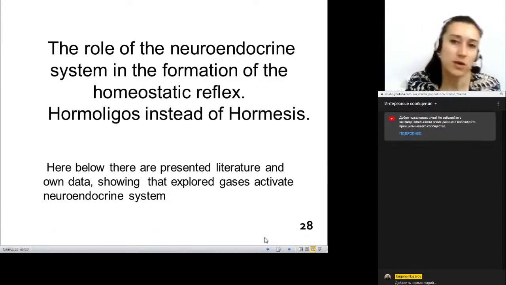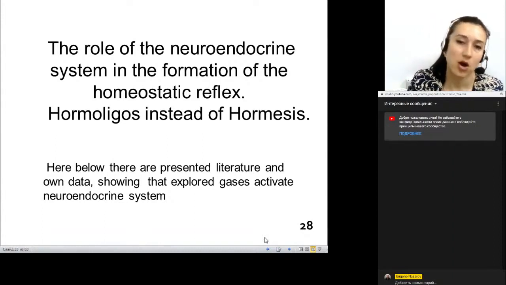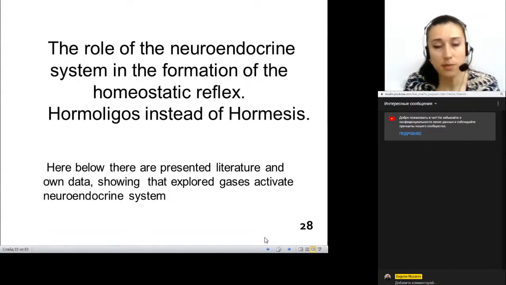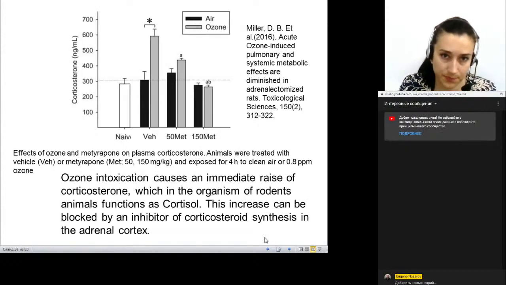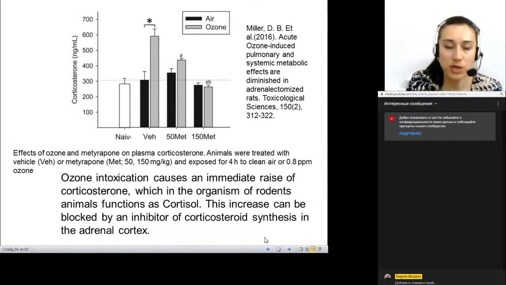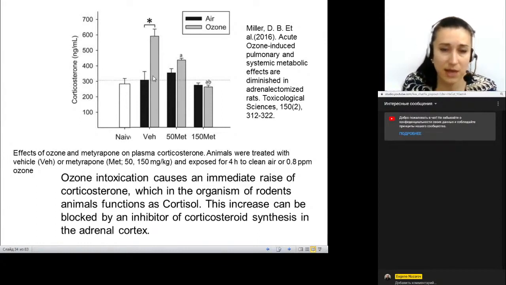So the role of the neuroendocrine system is the formation of the homeostatic reflex, homologous instead of hormesis. Here below there are presented literature and our own data showing that the explored gases activate the neuroendocrine system. So we are showing here that ozone intoxication causes an immediate rise of corticosterone, which in the organism of rodent animals functions as cortisol. This increase can be blocked by an inhibitor of corticosteroid synthesis in the adrenal cortex.